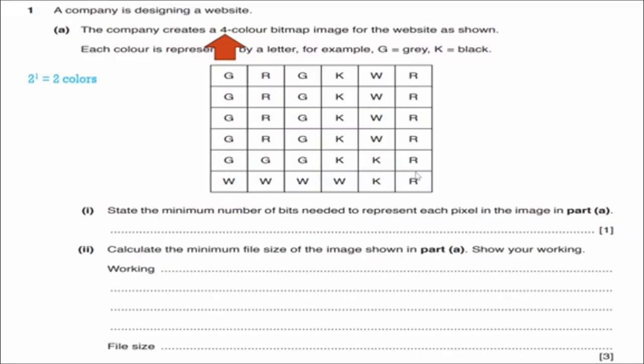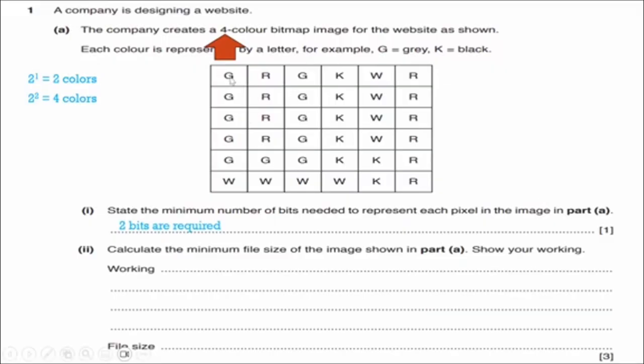2 to the power of 1 is 2 colors. 2 to the power of 2 gives me 4 colors. I now know the bit depth, and that answers A part 1. State the minimum number of bits needed to represent each pixel. 2 bits are required. Now that I know that, I can calculate the minimum file size.